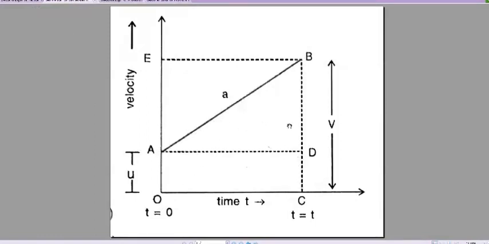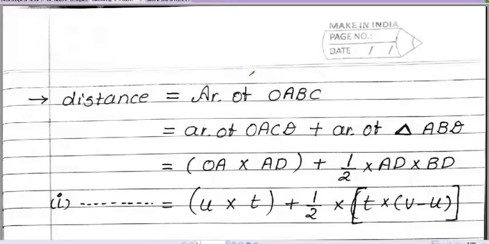It means this whole area. Now here you can see that this area is made up of two figures. One is the rectangle OACD and the other one is this triangle, that is triangle ABD. So that's what we can write now: this area of OABC is made up of area of OACD plus area of triangle ABD.